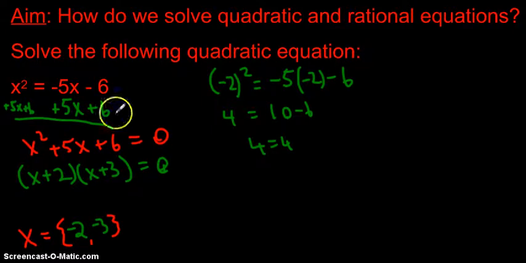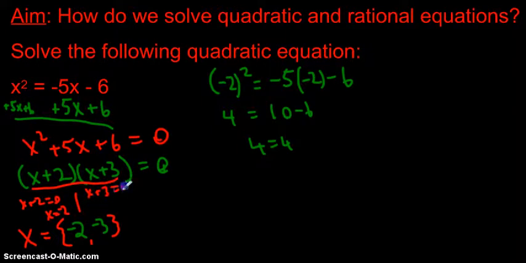Now some teachers teach you to use something called a t-chart. And you say x plus 2 equals 0, and solve for x. You'll get x equals negative 2. You can solve for x plus 3 equals 0, and you'll find x is equal to negative 3. Same thing. You don't have to do that if you can tell what number you plug in at this point. Let's test the other value.